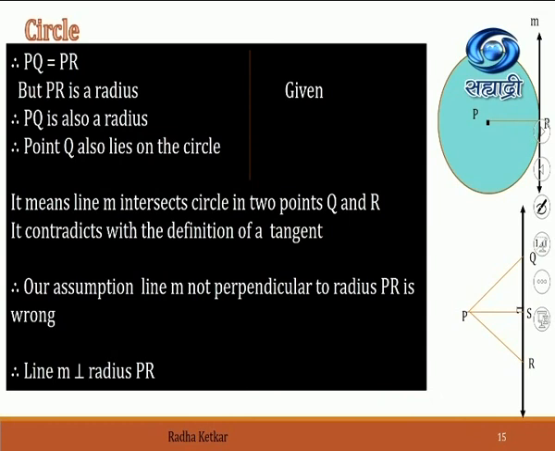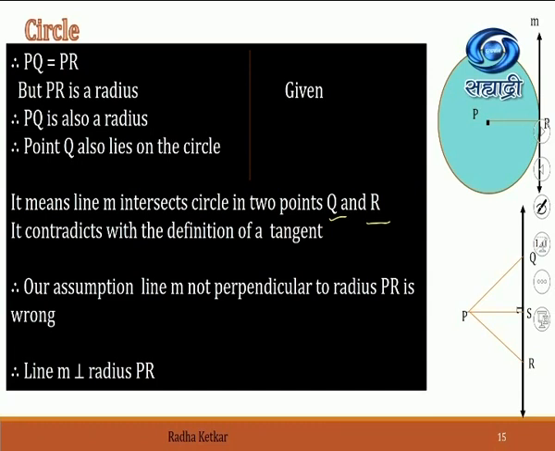But we know that PR is the radius. If PR is the radius, then obviously PQ also should be the radius, right? So that means point Q also lies on the circle. If one point is lying on the circle, for the similar distance, the other point also should lie on the circle. That means line M intersects the circle in 2 points, Q and R.